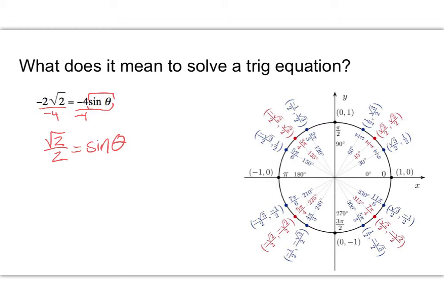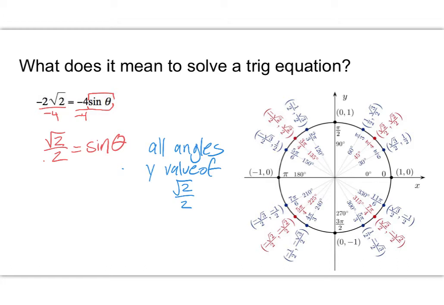This means a couple of things for us. First of all, hopefully you recognize that as a nice unit circle value. And the second thing is that this tells us what we're looking for here, which is all angles that have a y value of the square root of 2 over 2, because that's what we're dealing with in terms of sine.